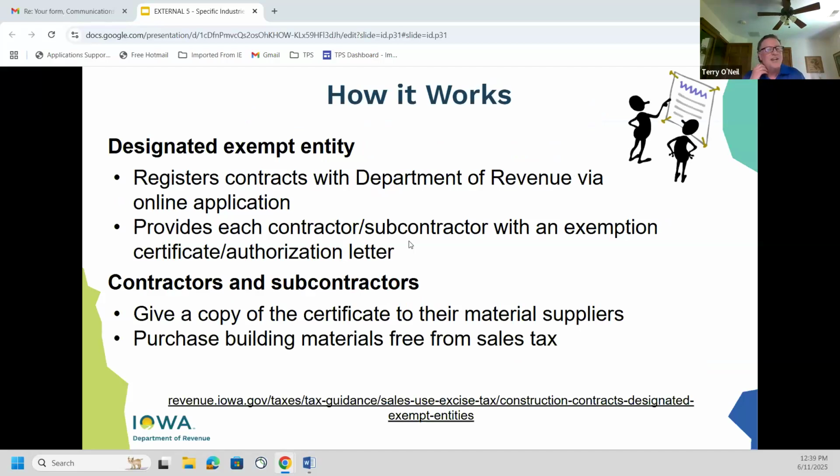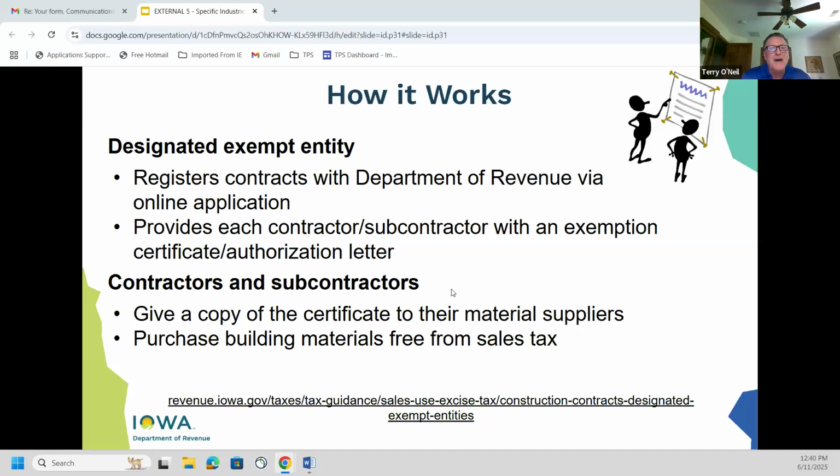How this works is the designated exempt entity is going to register with the department. They can go through GovConnect Iowa or GCI, as was mentioned earlier. In this situation, they're going to register the contract with the department. They will then complete special exemption certificates to give out to each contractor or subcontractor that has the certificate and the authorization letter. The contractor or subcontractor will give a copy of their certificate to their material suppliers, and this will allow them to purchase and not pay sales tax on the materials used for that job only.